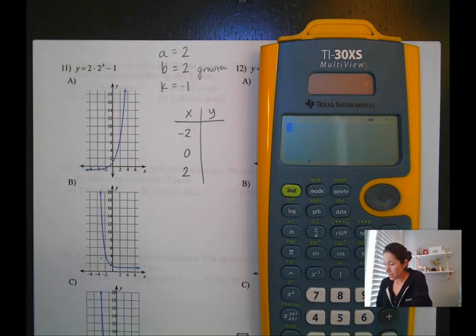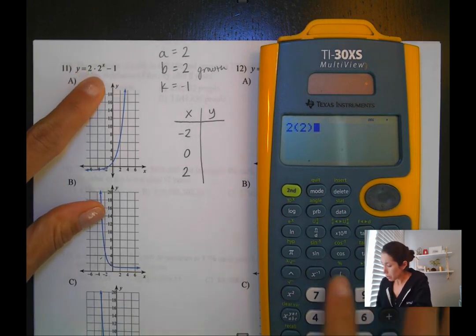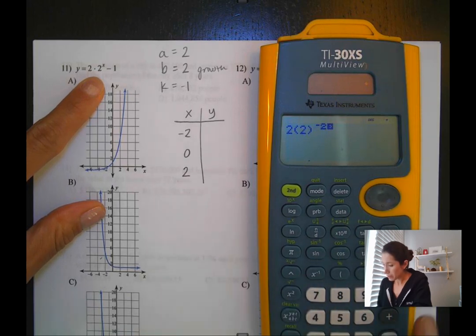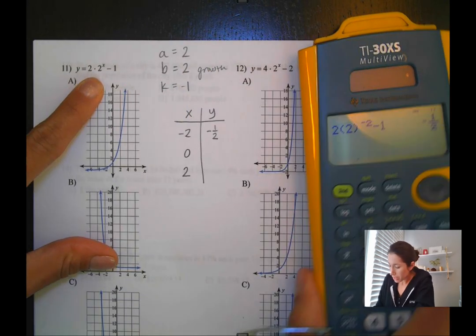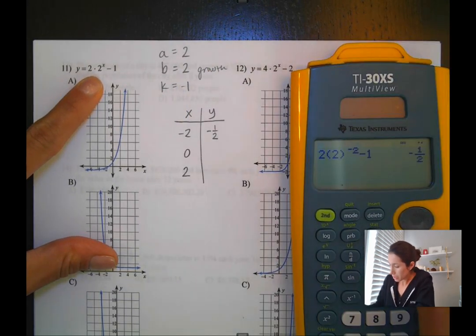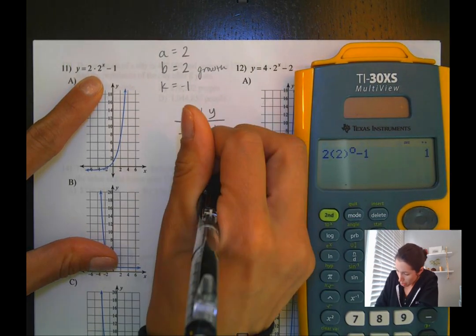Okay, so we've got 2 times 2 to the power of, where's my power button? -2, minus 1. That's going to be -1/2. When I plug in 0, 2 times 2 to the power of 0. Remember, anything to the power of 0 is 1. That's really going to be 2 times 1. And then we're going to subtract 1 from that. So it's going to be at 1.